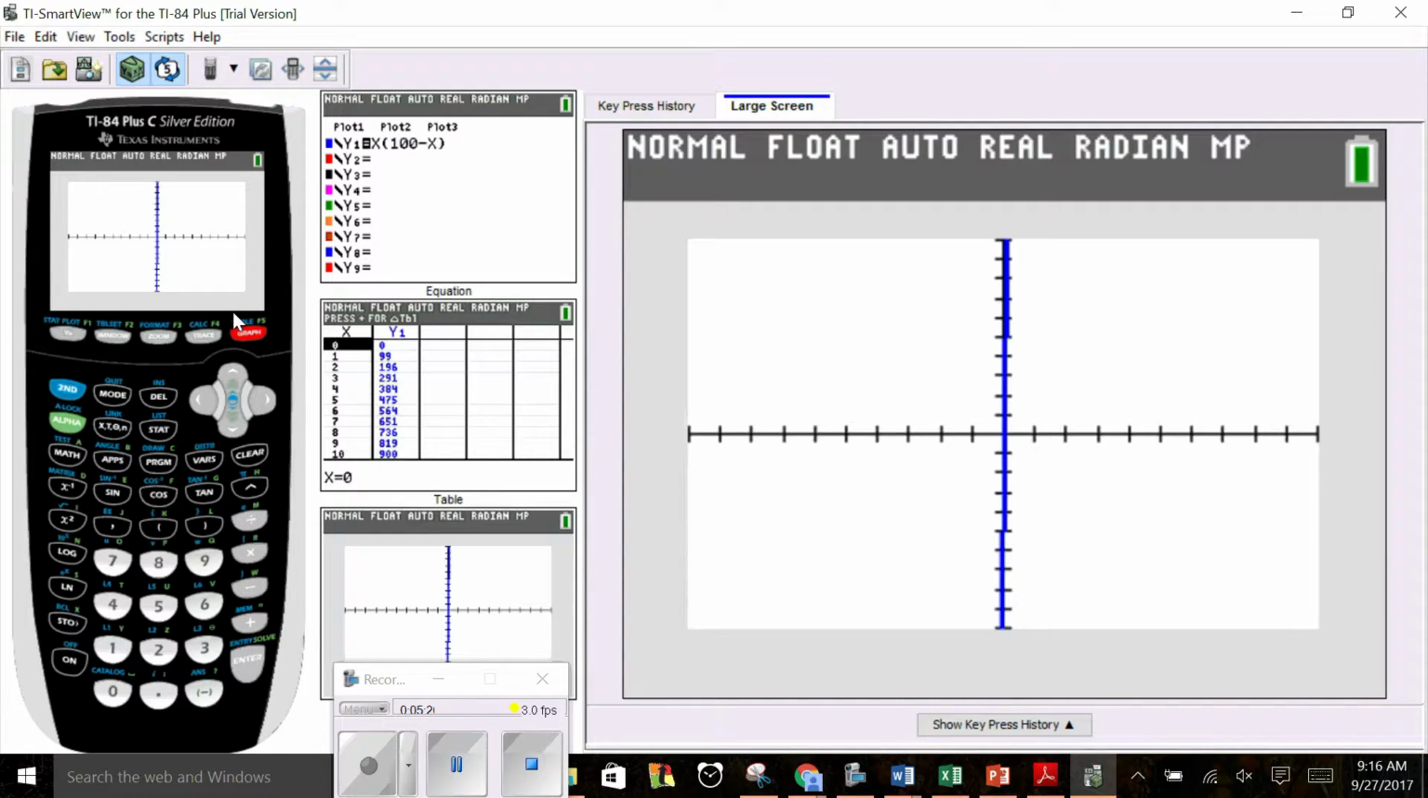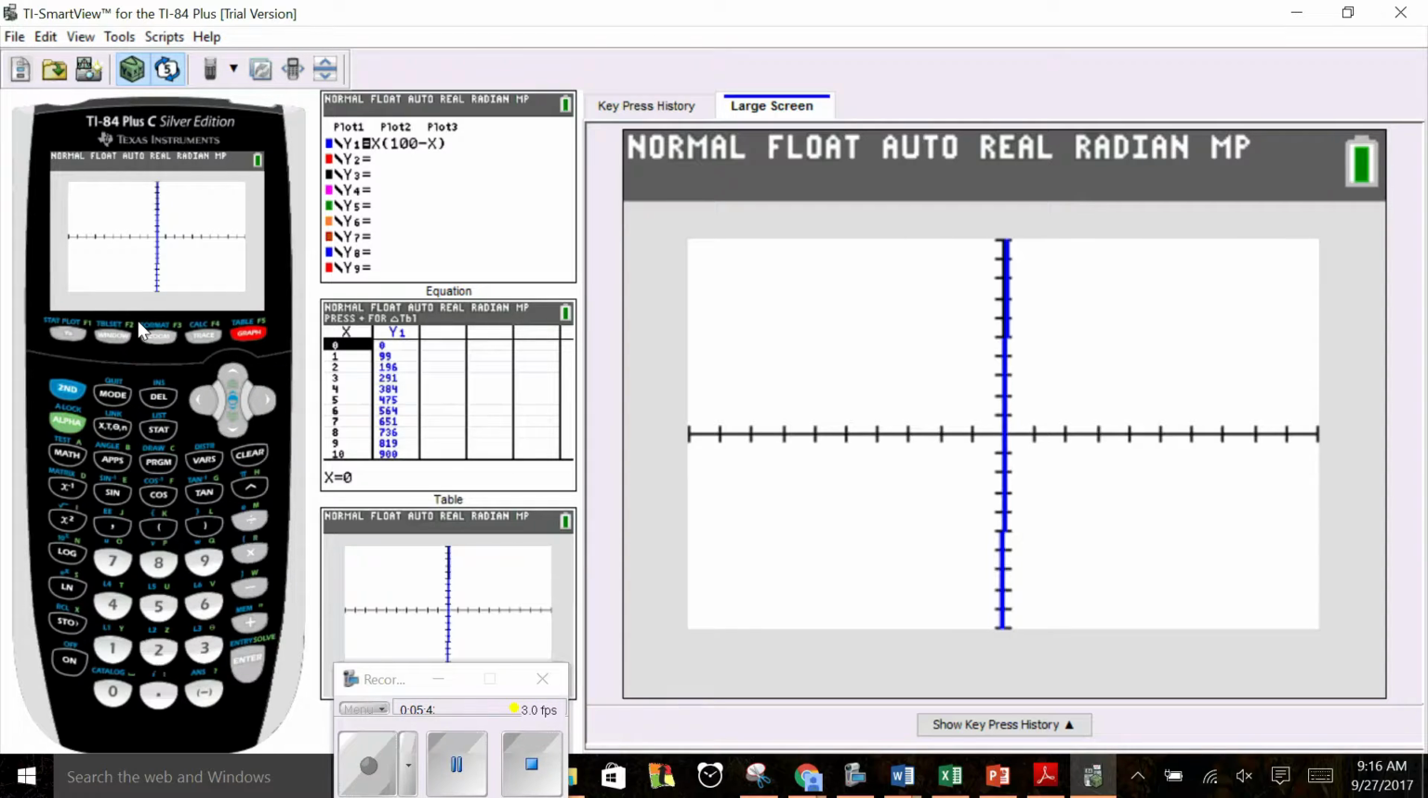Now I'm starting with a 10 by 10 window. And what I notice here is I'm just seeing part of the equation. What I should be seeing, since this is a quadratic, is a U-shaped graph at some point. So what we need to do is set our window accordingly so that we can match this.